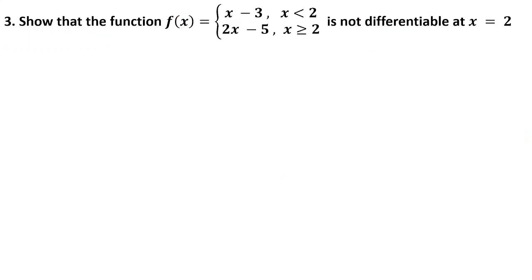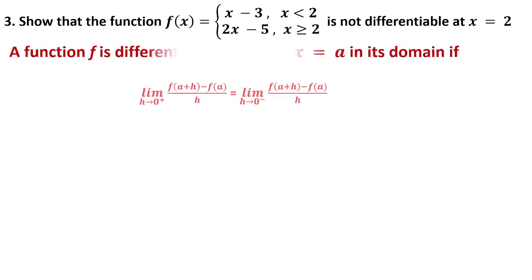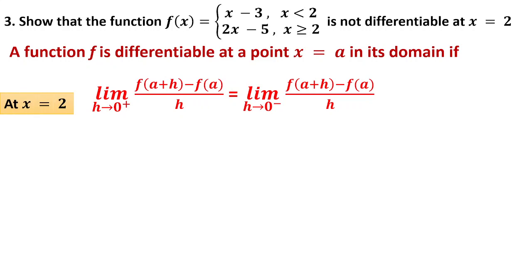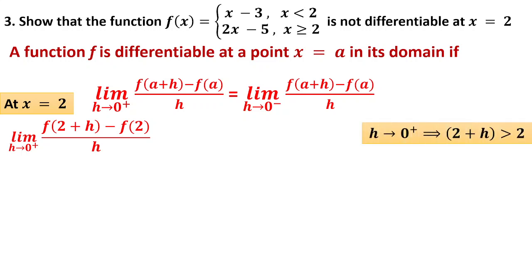Show that the function is not differentiable at x is equal to 2. Simple. We have to check this limit. At x is equal to 2, f of 2 plus h minus f of 2 upon h. Right limit we have to check. h is going to 0 plus. Therefore, 2 plus h is greater than 2. Which function to be taken?